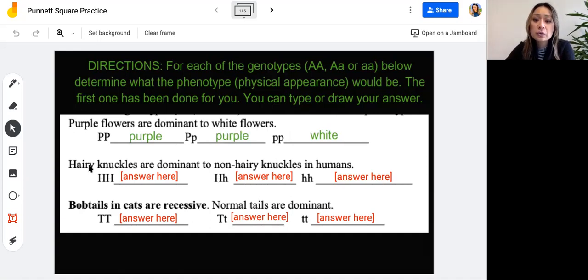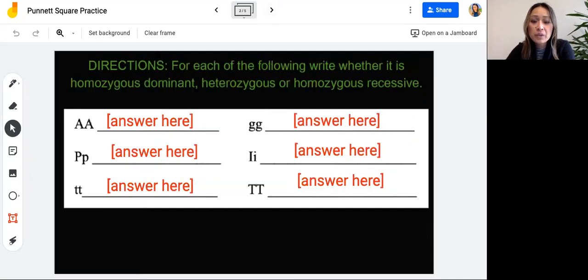So go ahead and do the next 2. You've got hairy knuckles are dominant to non-hairy knuckles in humans. And then here, bobtails in cats are recessive. Normal tails are dominant. So notice this one's a little bit different. Board 2, directions for each of the following. Write whether it is homozygous dominant, heterozygous, or homozygous recessive.